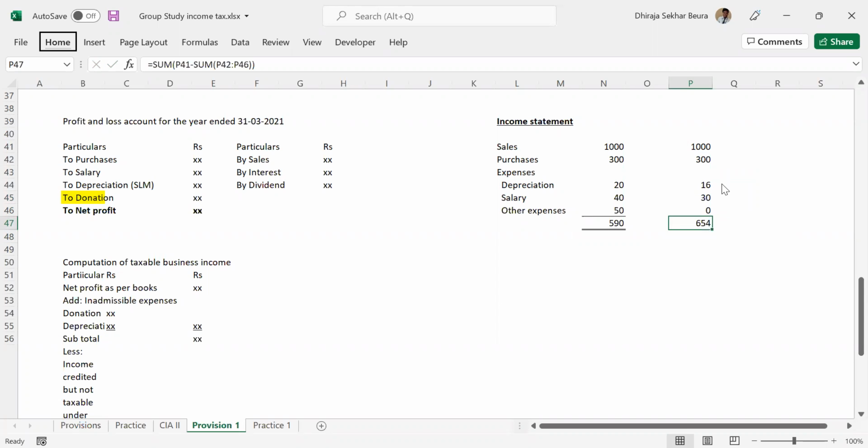Does this make sense to you? That this is our taxable income now. 654. Yes.